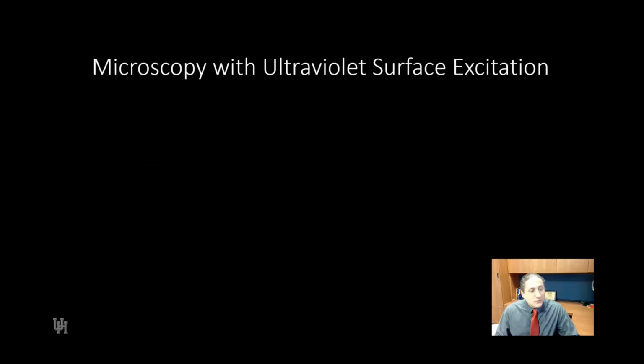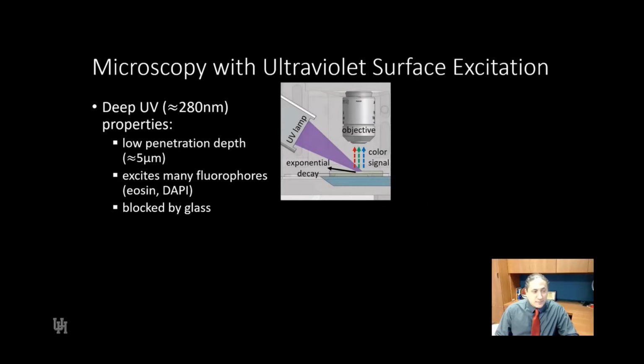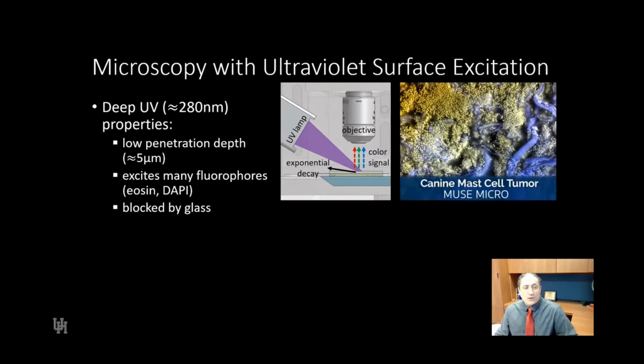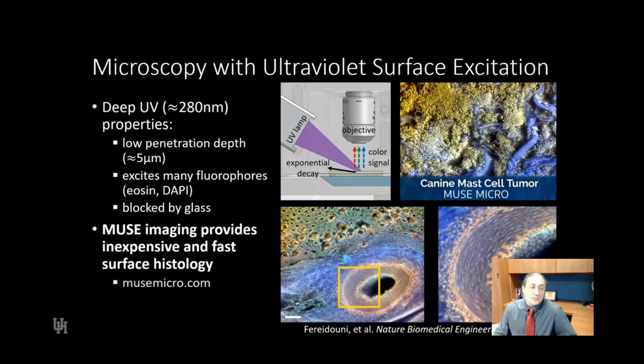Now, the technology that we're relying on is based on some recent work out of UC Davis, where they've shown that deep ultraviolet excitation induces fluorescence in common labels, but also limits the penetration depth into the sample. So what this allows them to do is acquire high-quality images of tissue histology without having to go through the time-consuming process of tissue preparation. So you can do this with fresh tissue.